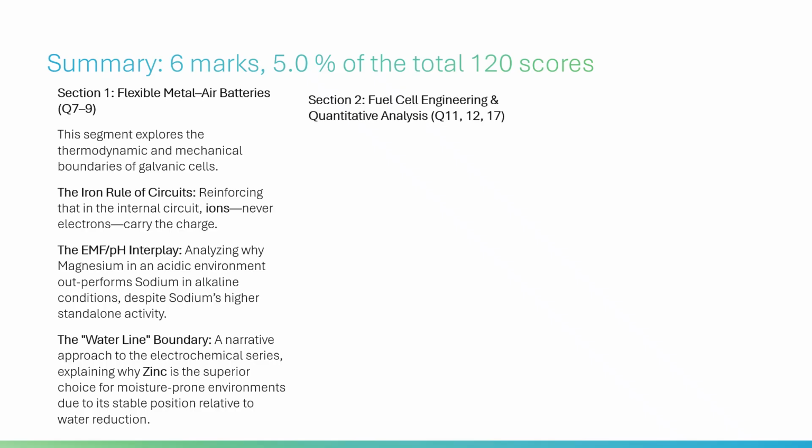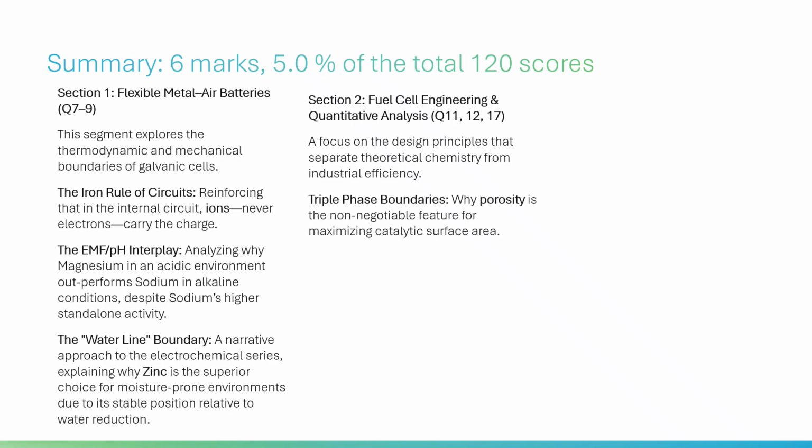High voltage sign section 2, fuel cell engineering and quantitative analysis, Q11, 12, 17. A focus on the design principles that separate theoretical chemistry from industrial efficiency. Triple phase boundaries. Why porosity is the non-negotiable feature for maximizing catalytic surface area.